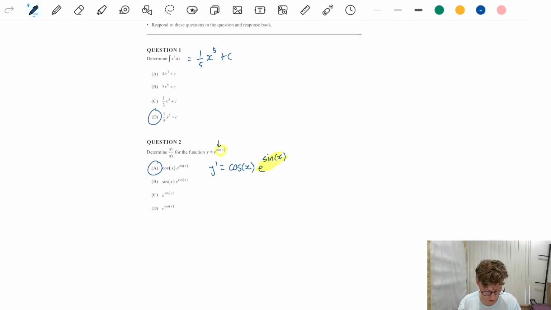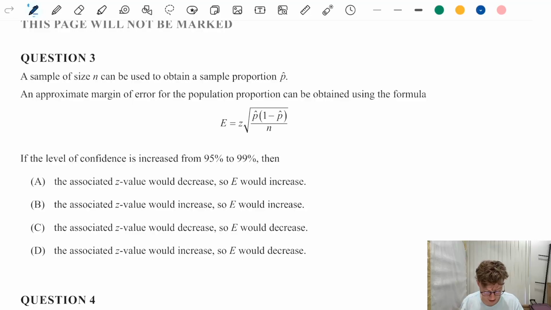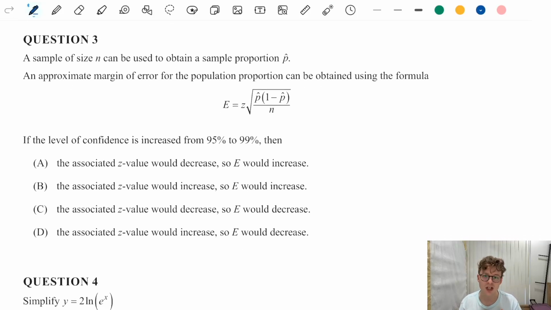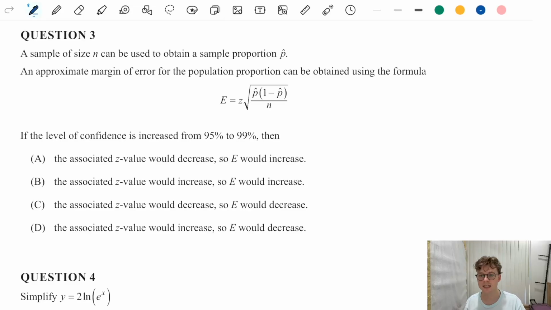If we go across to question 3, we're going to turn the page. I'm given an interpretation question around some kind of statistics problem. I'm given a sample size of n, so we're not told the sample size, to obtain a sample proportion p hat. An approximate margin of error for the population proportion can be obtained using the formula. This is just the standard error formula that we have as part of our confidence interval. That's the bit where you do your sample proportion plus or minus the error part E, which is your z score multiplied by the square root of p hat, 1 minus p hat, divided by n.